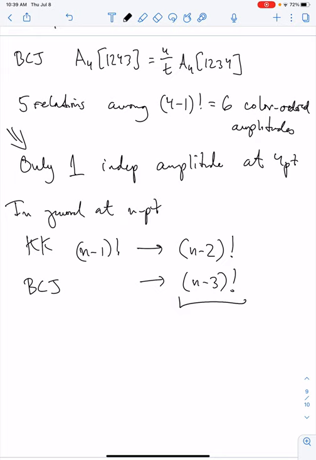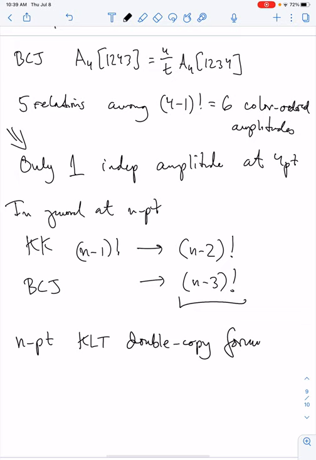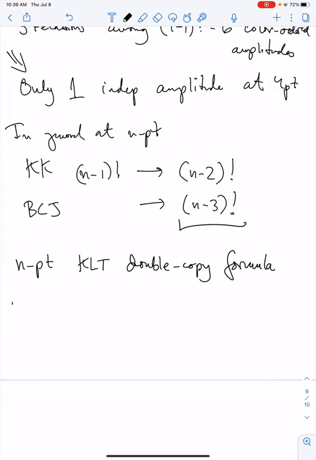So the n-point KLT double copy formula can be written in the following form. It says that the n particle amplitude for gravity is equal to a sum over color orderings of which there are n minus 3 factorial.